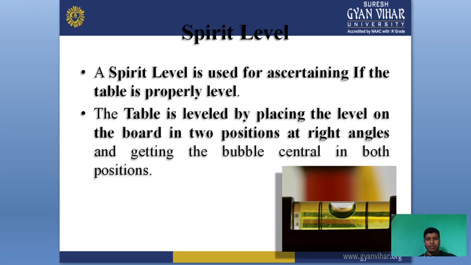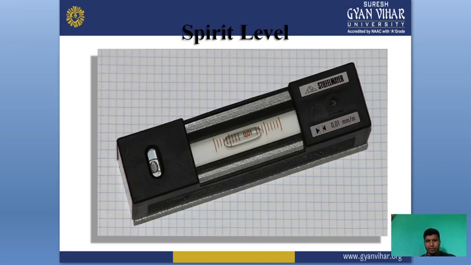The next accessory used in plane table survey is the spirit level. Spirit level is used for ascertaining if the table is properly level. So it is used for leveling purposes. The table is leveled by placing the level on the board in two positions at right angles and getting the bubble central in both positions. This is the main example of a spirit level which is used in plane table survey for leveling purposes.